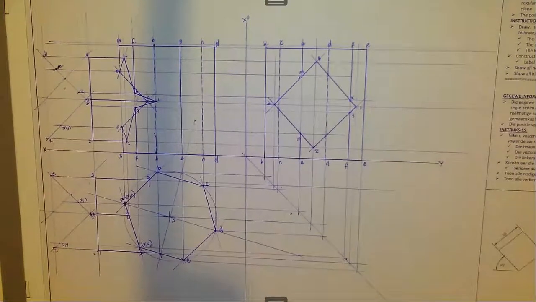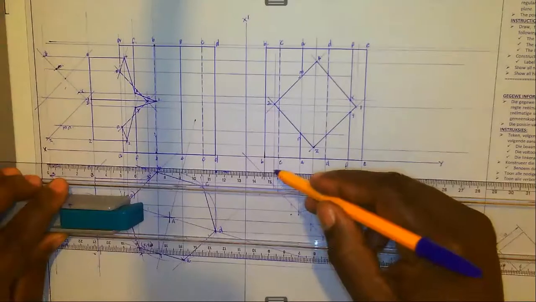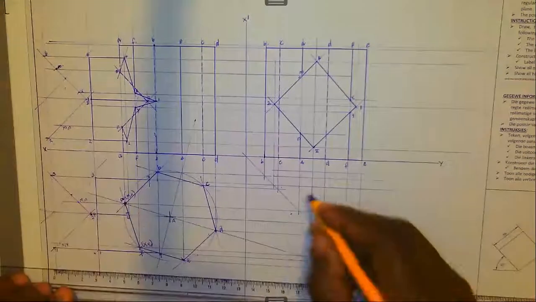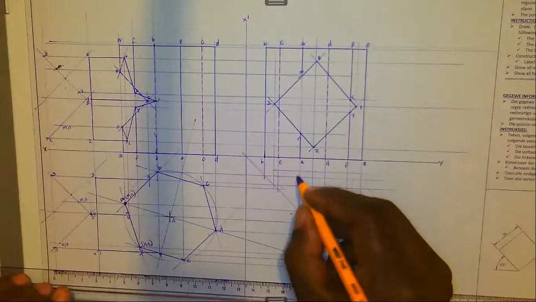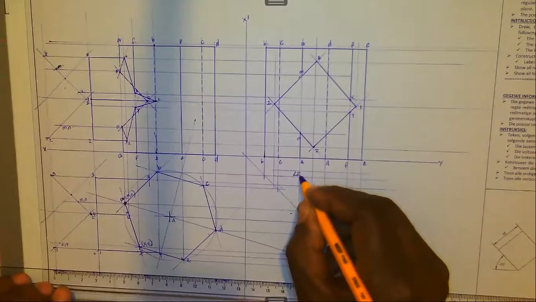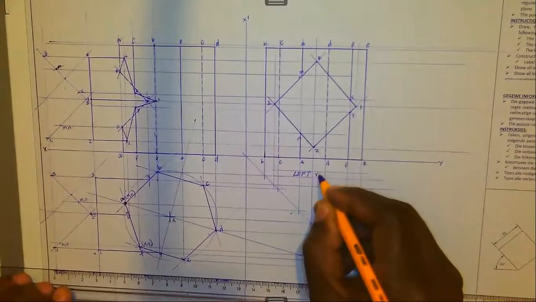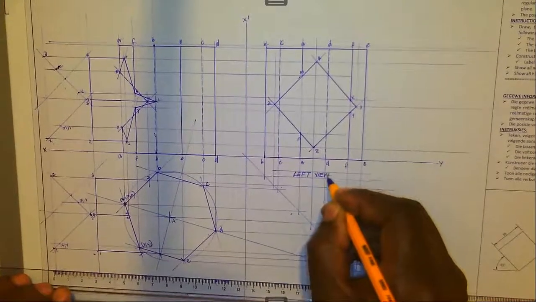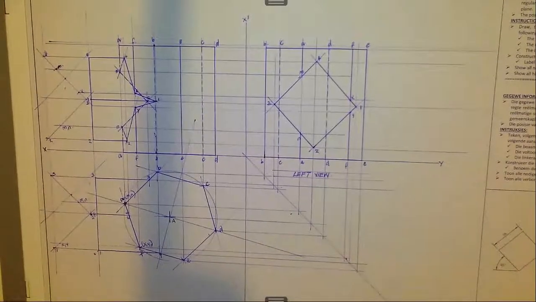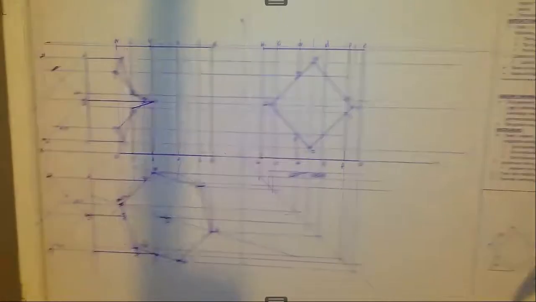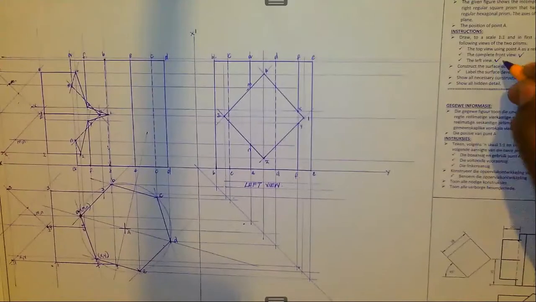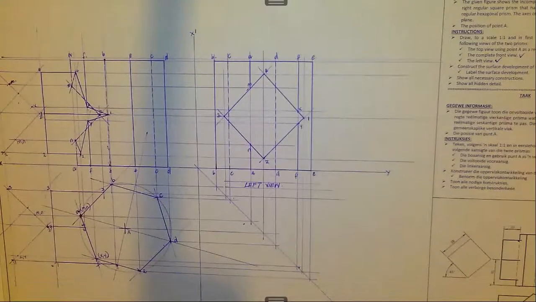So I'm going to label this one just to make sure that it's clear. This we created, we did not copy, so we label it left view. Like that. That's our left view. So once you have done this, is there any particular detail that we've missed? No. Okay, so you are going to tick on the task box that I did the left view.